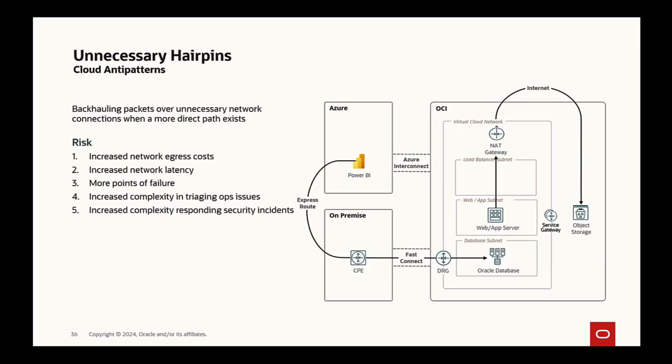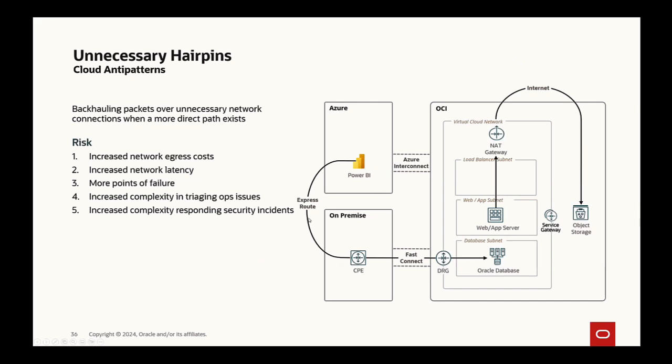Another item, unnecessary hairpins. So Lynn talked a little bit about some of the different gateways that you can use and how that affects where the traffic is routed. Okay, so let's take the two scenarios here. I've got an Oracle database deployed in OCI, got it in my database subnet, it's private, it's secure, and I want to run Power BI reports off that data, right?